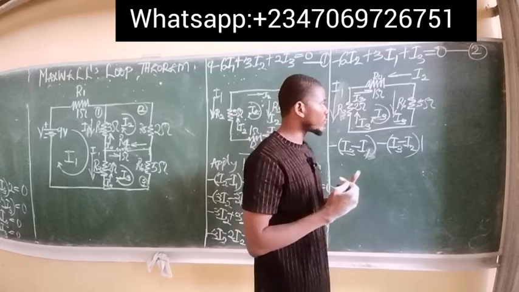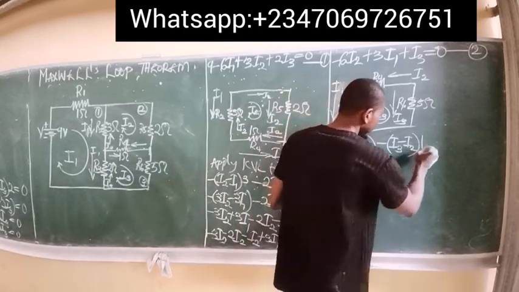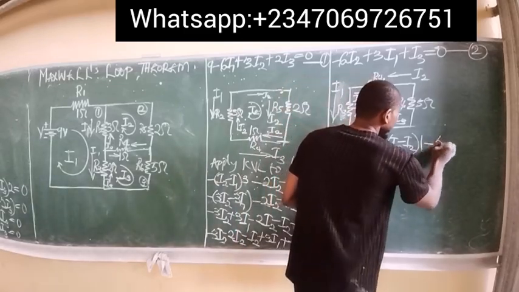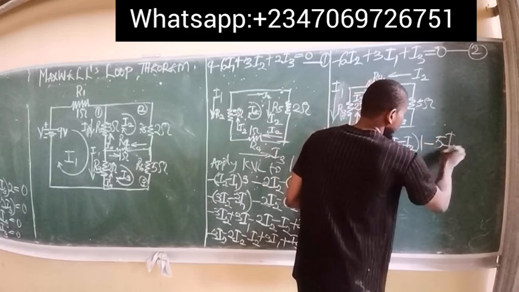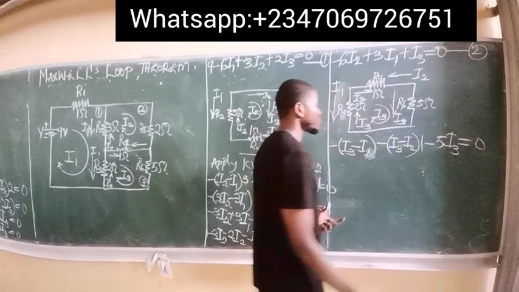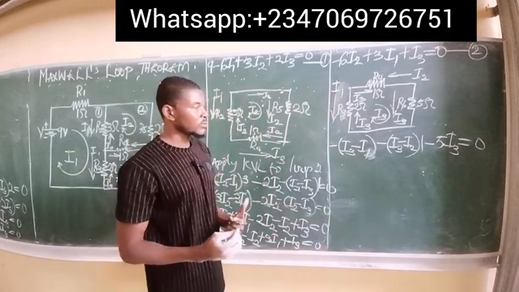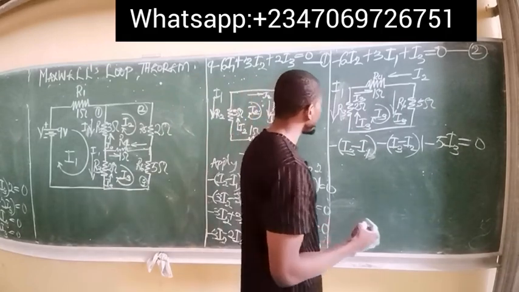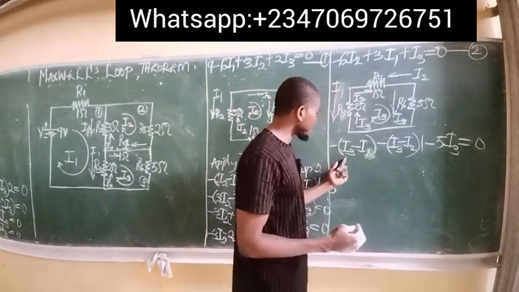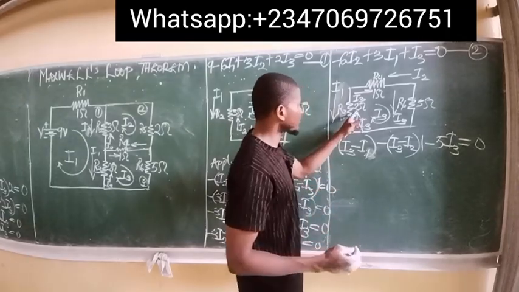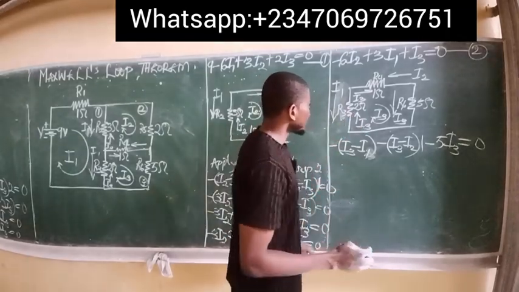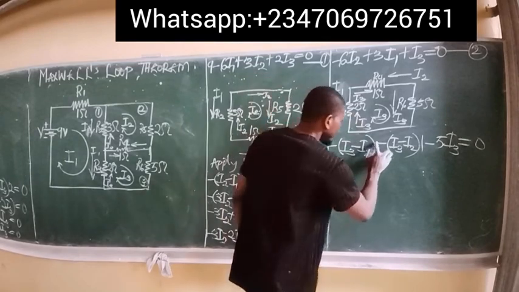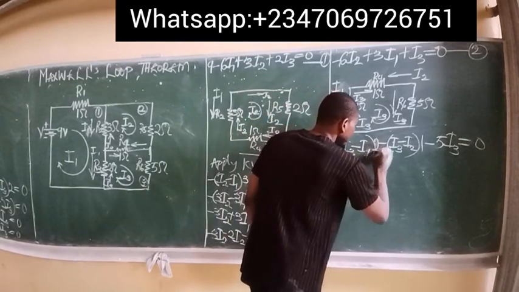So whenever a current flows through a resistor, there's always potential drop. So minus 5 times I3. The whole of this is equal to 0. That's the entire voltage on that loop. So we equate that to 0. Sorry, this is I3 minus I1 times the resistor, which is 2. So not forgetting there is 2 here.